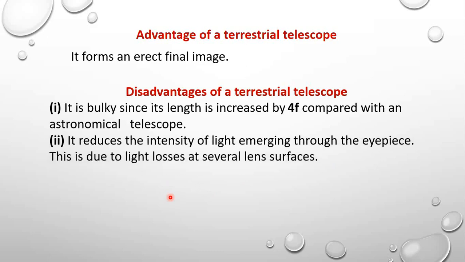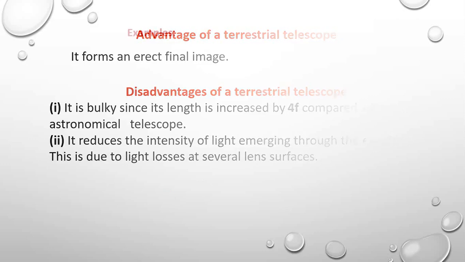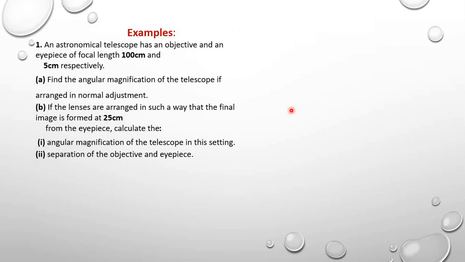Let's look at some examples on astronomical telescopes. I have this question. An astronomical telescope has an objective and an eyepiece of focal length 100 centimeters and 5 centimeters. Remember, you're looking at an astronomical telescope. Find the angular magnification of the telescope if arranged in normal adjustment.